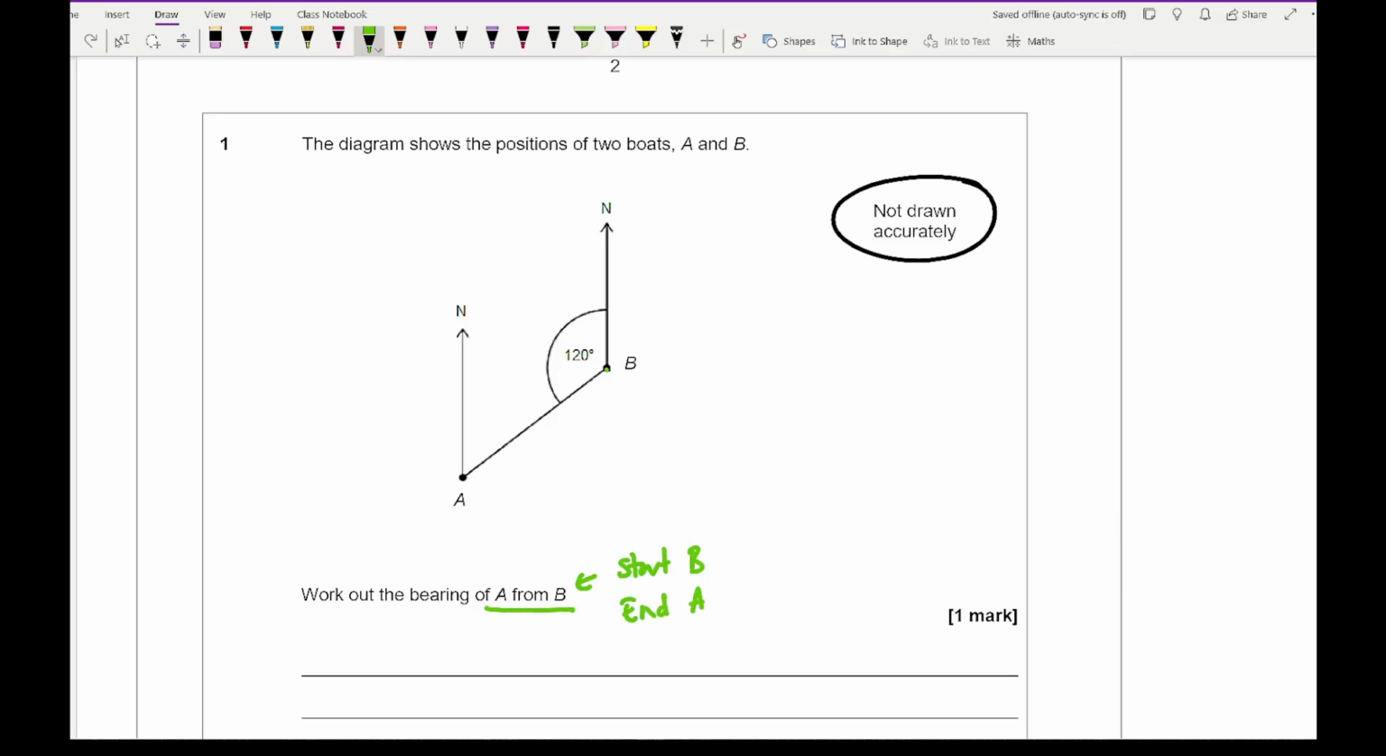So starting at B, the bearing goes in a clockwise direction. The angle I want to measure is this angle here, which I'm highlighting in green. Now, I know that that makes a full turn with the angle of 120. So B to A is going to be 360 minus 120, which gives me a final answer of 240. It's in 3 digits, so there is my final answer.